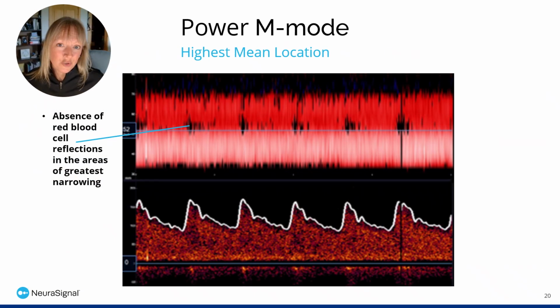Since our M mode or motion mode is amplitude, you will be able to see a black dot or dropout on the screen at the areas of the most narrowed segments. There is less red blood cells being reflected back, and so we can easily identify just by looking at the M mode where the highest mean velocities are located.